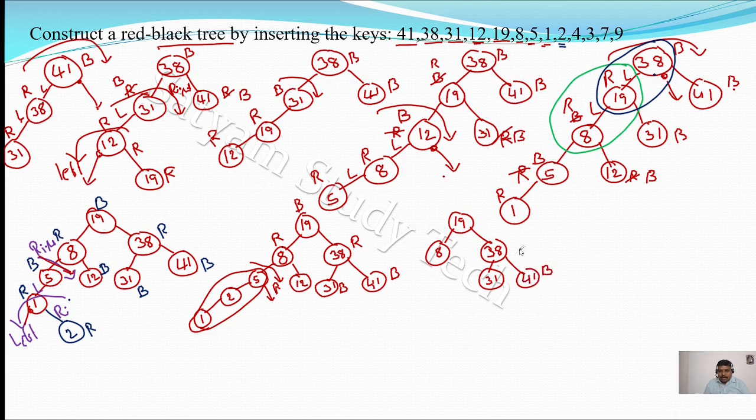It is black color, it is red color, it is black color. 31 color is black color. Now the 2 become the parent of 5. Here it is 2 become the parent of 5. So 5 is the right of 2. So here it is 1.